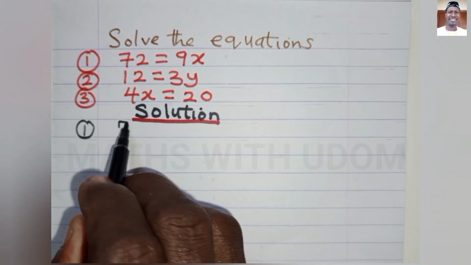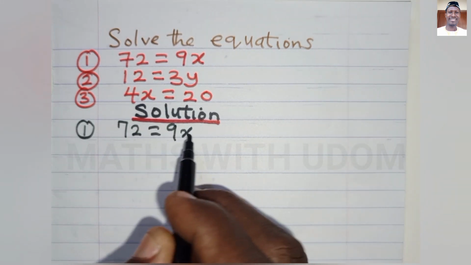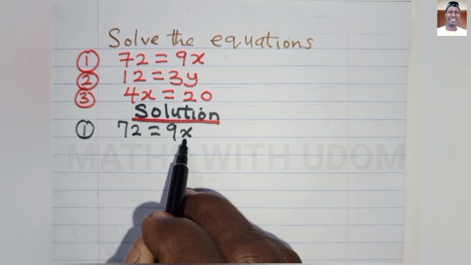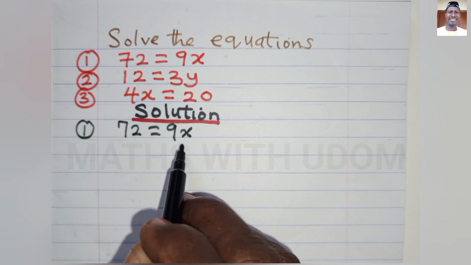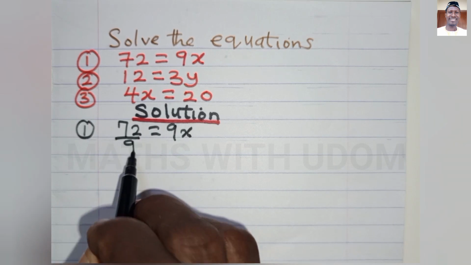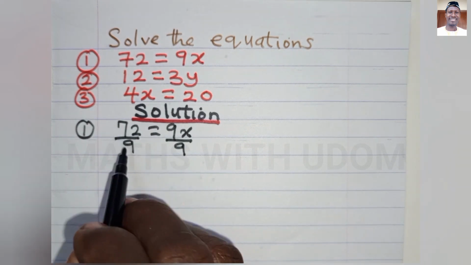The first question, 72 is equal to 9x. So all we need to do is to divide both sides of the equation by the coefficient of x, because we are looking for the value of x. And the coefficient is 9. So we divide left hand side by 9, right hand side by 9. Okay, so 72 divided by 9.